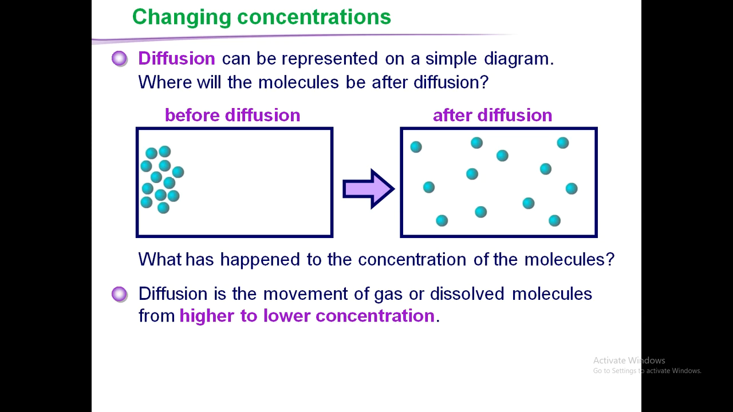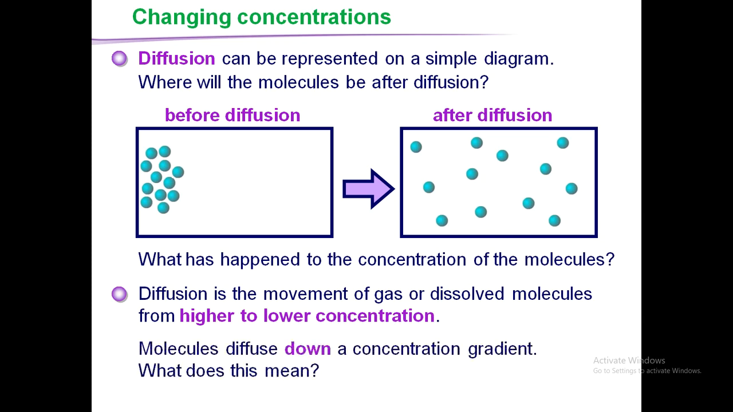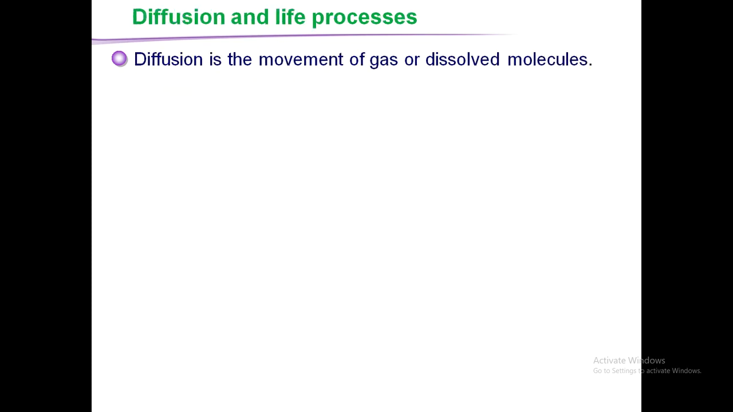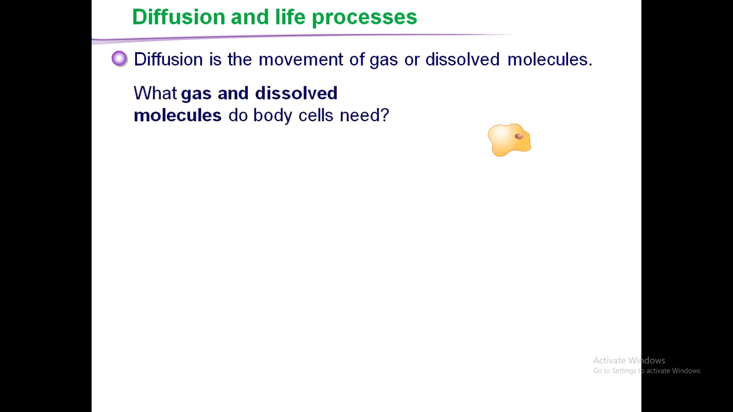So diffusion is the movement of gas or dissolved molecules from high concentration to low concentration area. Okay, molecules diffuse down a concentration gradient. What does that mean? Do you know that? If you know, answer it. Okay, diffusion and life processes.